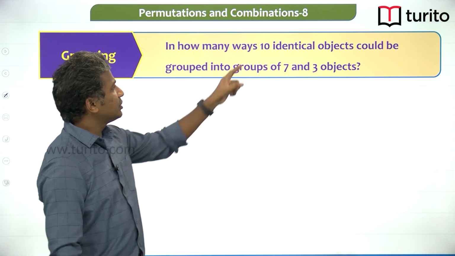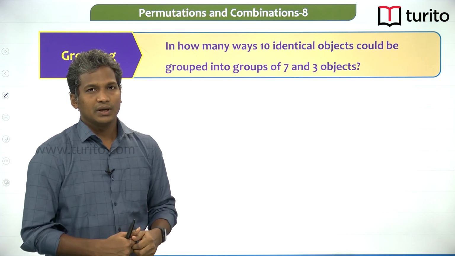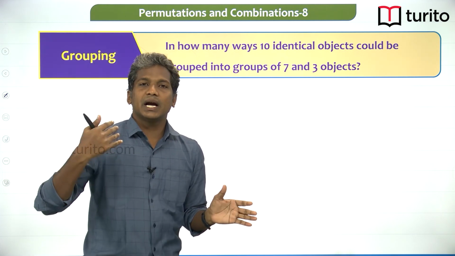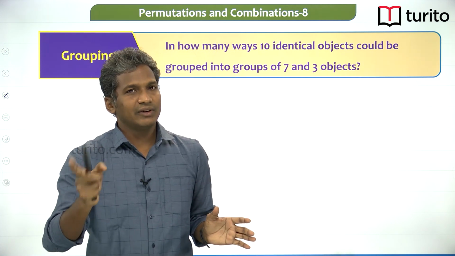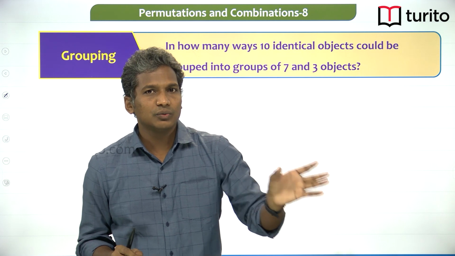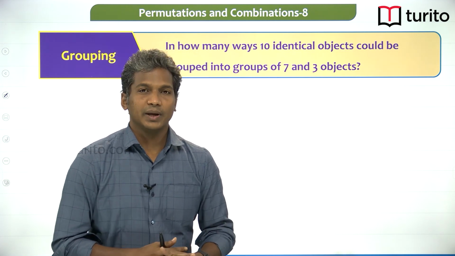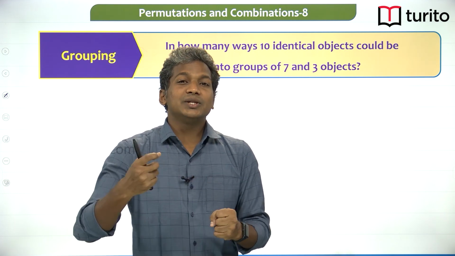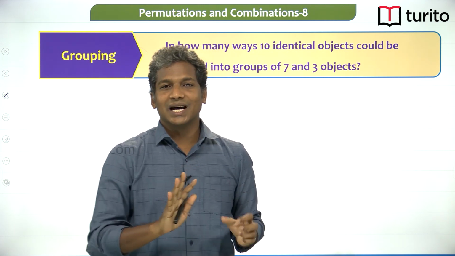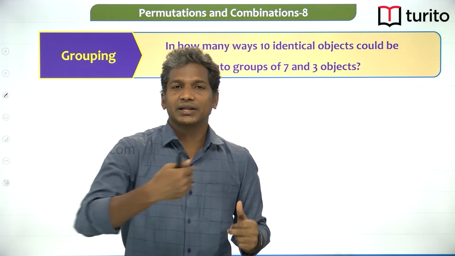Now, let us take up a different idea. Here, instead of taking different objects, I have taken identical objects. So, I want to group 10 identical objects into 2 groups. One group is having 7 objects and the other group is having 3 objects. So, how do we perform this grouping? Now, remember that if you just use the formula, you are not going to get the answer, okay. So, you have to understand the logic and you have to apply the logic.